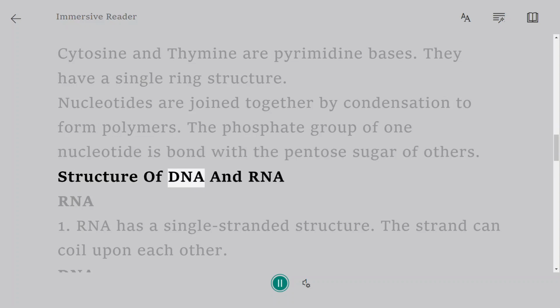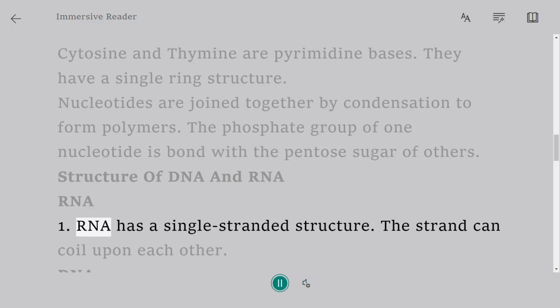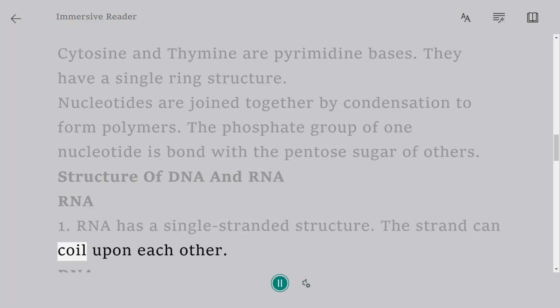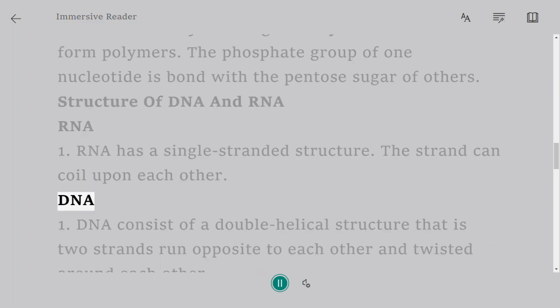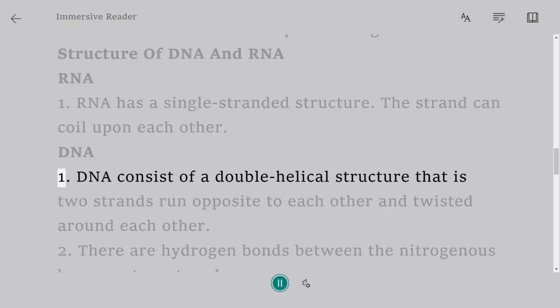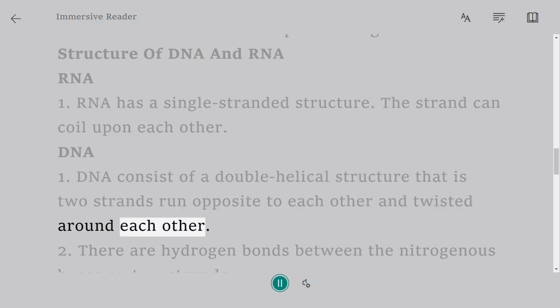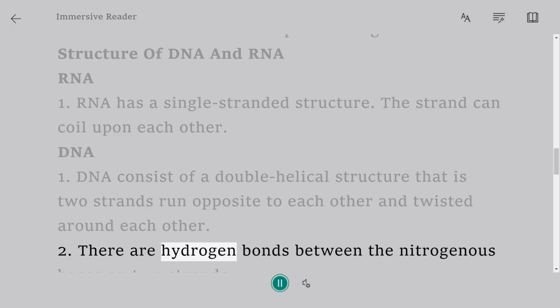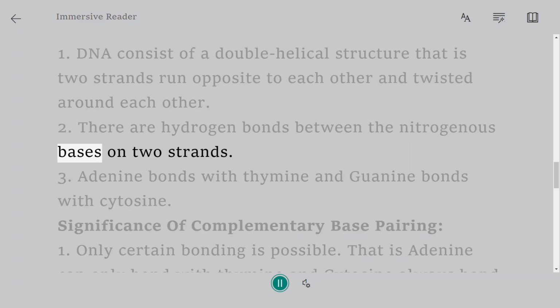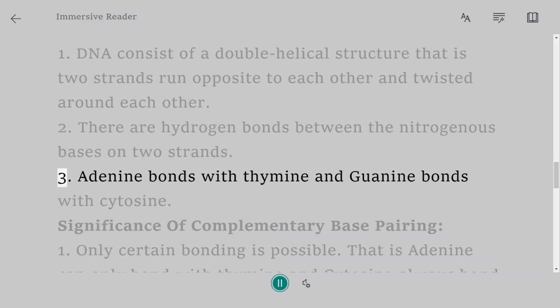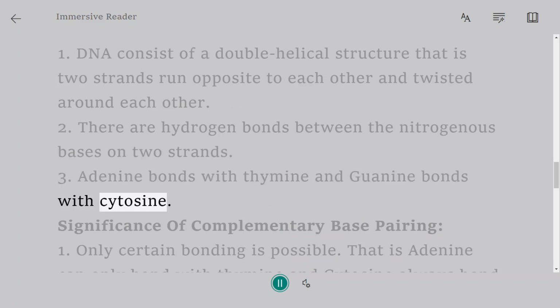Structure of DNA and RNA. RNA: 1. RNA has a single-stranded structure. The strand can coil upon itself. DNA: 1. DNA consists of a double-helical structure, that is, 2 strands run opposite to each other and twisted around each other. 2. There are hydrogen bonds between the nitrogenous bases on the 2 strands. 3. Adenine bonds with thymine and guanine bonds with cytosine.